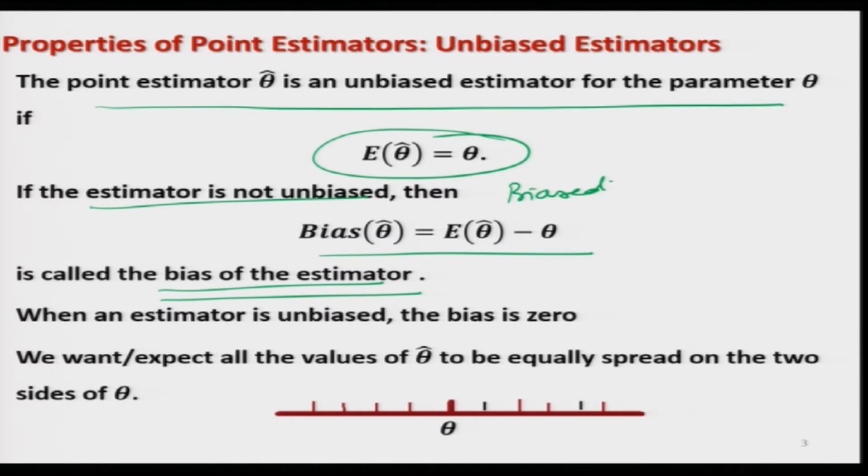This is called the bias of the estimator, and we will always be interested in knowing whether the estimator that we are using for estimating an unknown parameter of the population is an unbiased estimator of the parameter or not, and if it is a biased estimator, then what is the amount of bias, right, because if the bias is large, then possibly the estimator may not give us a good value of the unknown parameter theta, right. So, obviously when an estimator is unbiased, the bias is 0, and the interpretation of this unbiased character is that we expect all the values of theta hat to be equally spread around the two sides of theta like this.